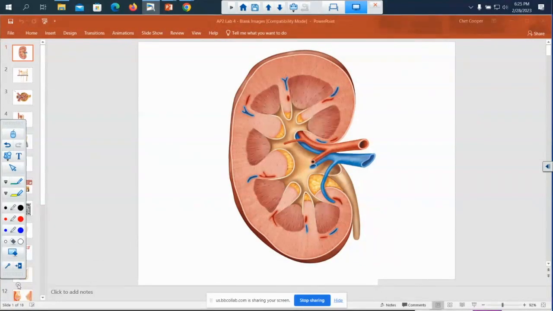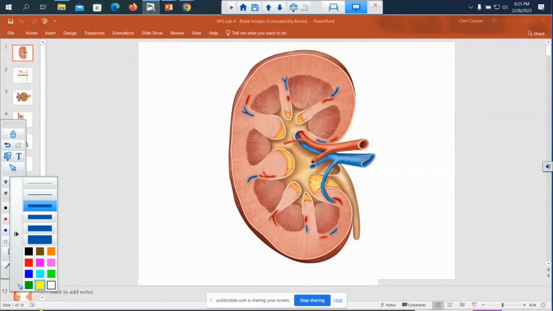Now I think you see the calyces much better, right? It's a tube right here. So this tube is a calyx. This tube is a calyx. This tube is a calyx. Each of those pyramids has a tip like that, like that. That's a papilla. I like the way they've drawn this. You can see stripes running through the pyramid. Each of these pyramids, you can see those stripes.